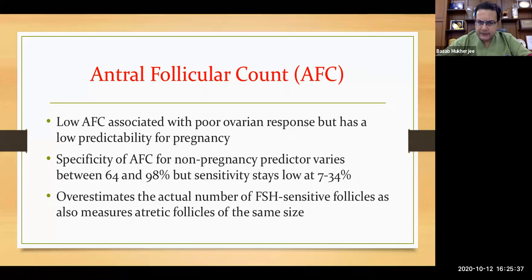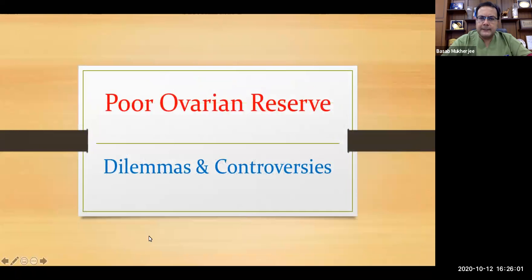pregnant. So specificity of AFC as a predictor of non-pregnancy varies from 64 to 98%, but sensitivity stays low at 7 to 34%. It overestimates the actual number of FSH sensitive follicles, as it also measures atretic follicles of the same size, which cannot always be distinguished. So that is the drawback of AFC, and I think that is something which we need to understand and take into picture.